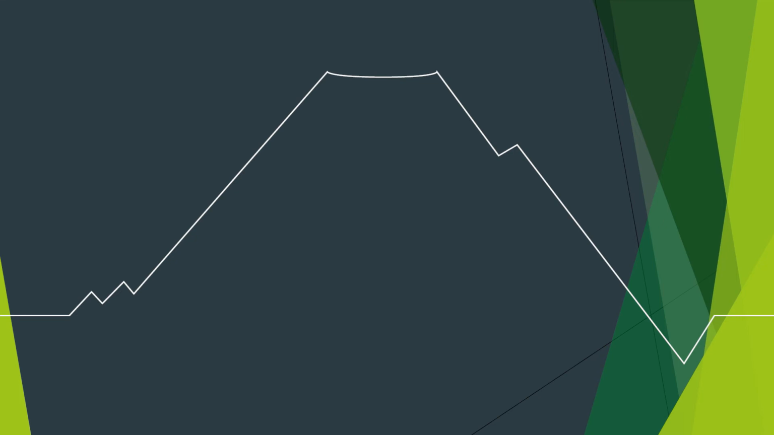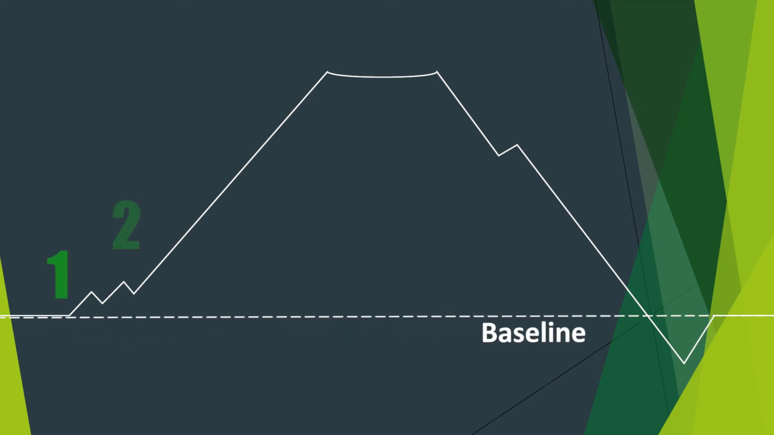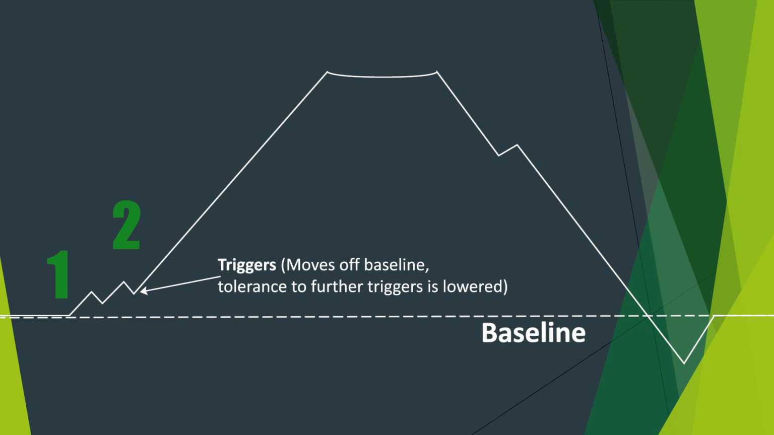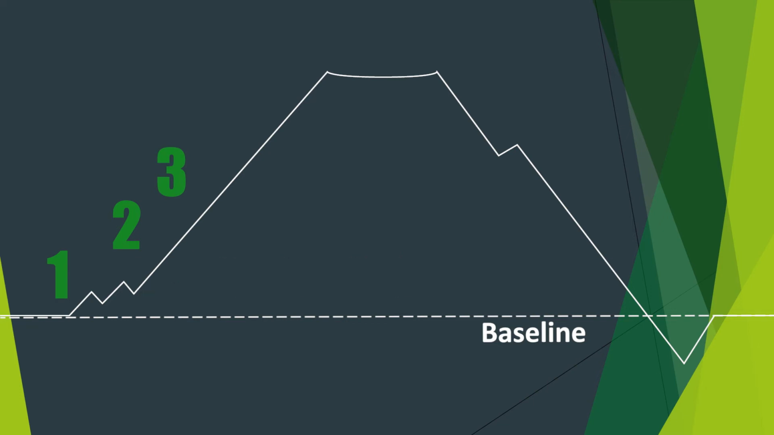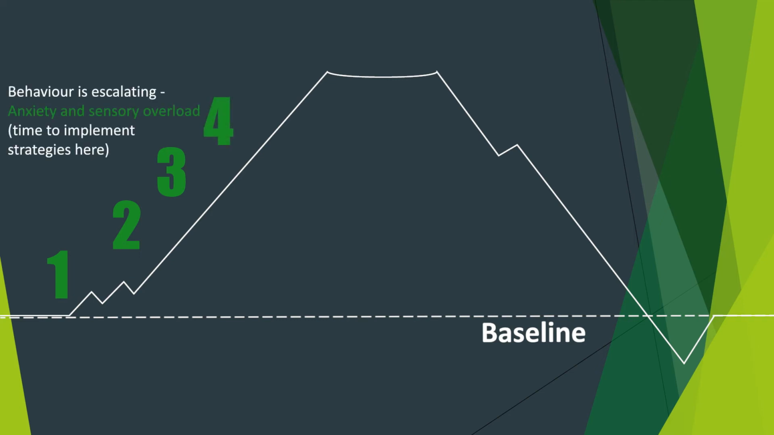You may have heard of the concept of a behavioural volcano. This is an illustration to help us examine a behavioural incident and highlight what could be done differently in the future. The child starts at baseline. Something happens to move them off baseline and they start to escalate. It's at this point that their tolerance is lowered to other triggers, including sensory ones. So sensory input that they are normally able to cope with may suddenly become too much for them at that point. As they begin to escalate, moving up the volcano, anxiety and sensory overload can start playing a part.